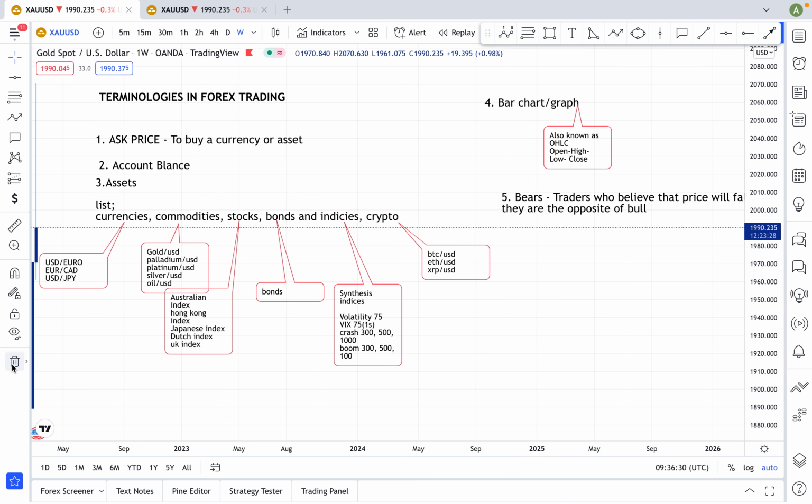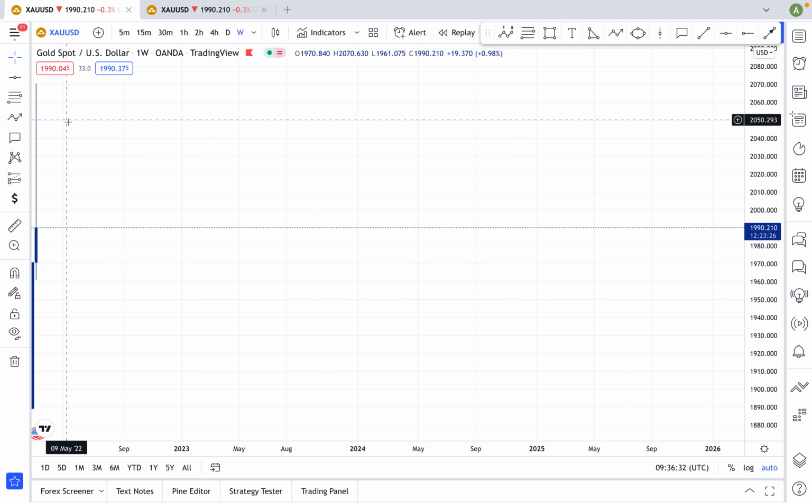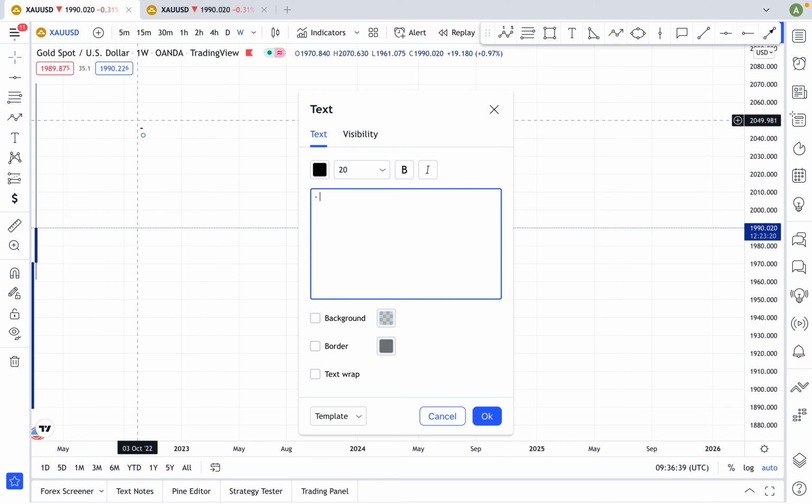Okay, I'm going to delete this. We have the bid price. Bid price as well. What is this bid price? It's just the price at which you sell, the price at which you feel a currency is going to sell, and then you sell.